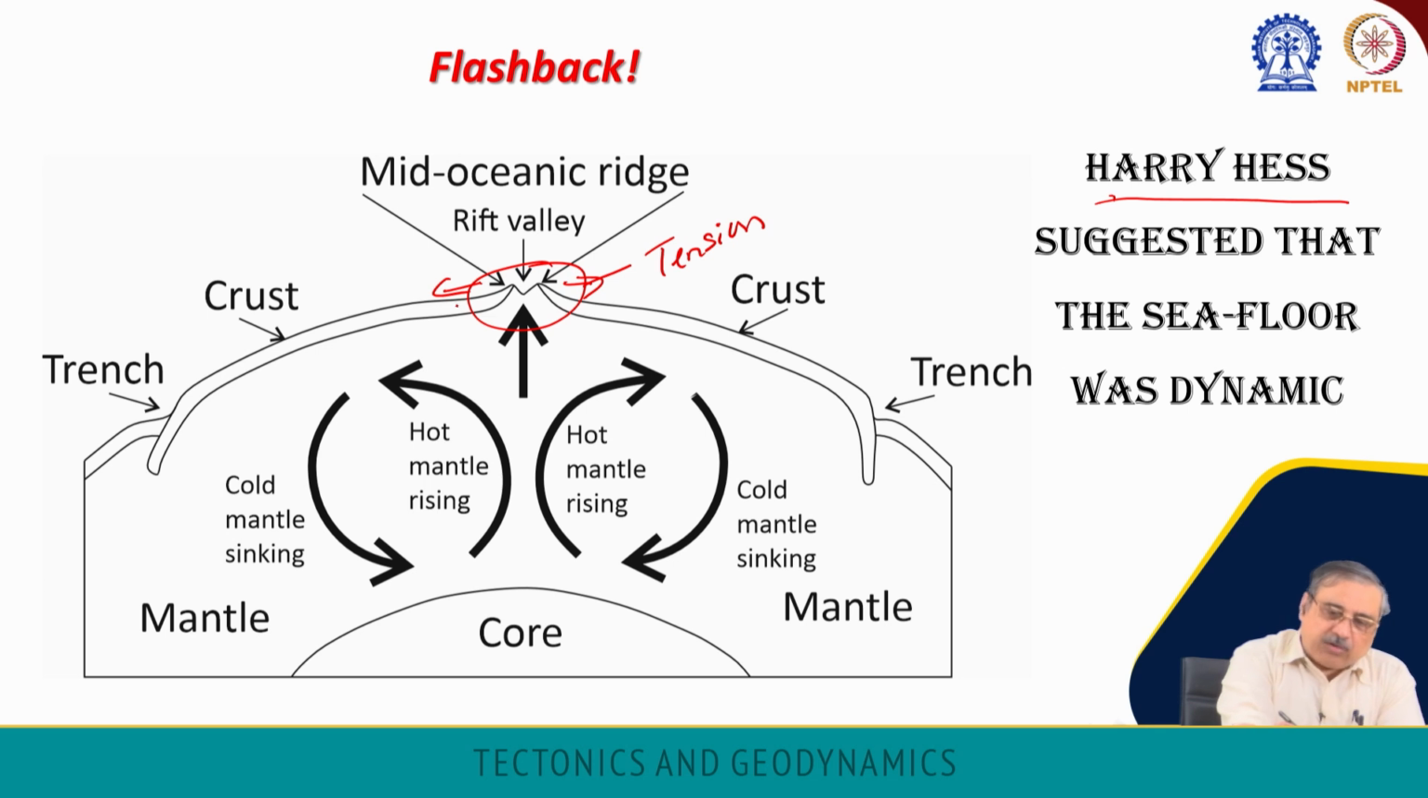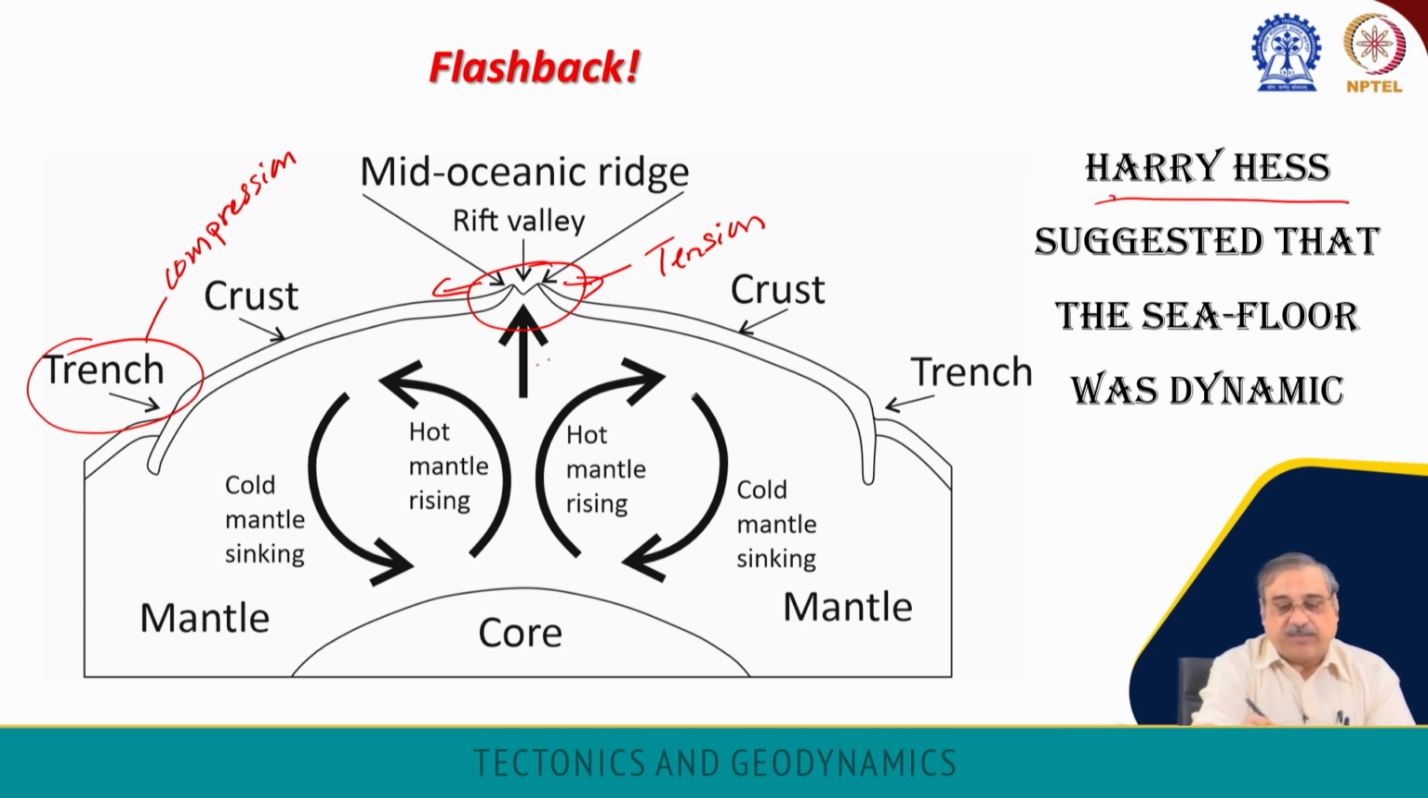However, he also said that this was all probably an outcome of convection going on in the Earth's underlying mantle, and at that time he thought more in terms of the crust. So, the crust was actually, he said, being consumed at these deepest parts of the ocean floor, which we call trenches. So, this is a place where you had compression going on. So, stress wise you had tension at the mid-oceanic ridges and you had compression occurring at the trenches, and the crust was being consumed at the trenches itself.